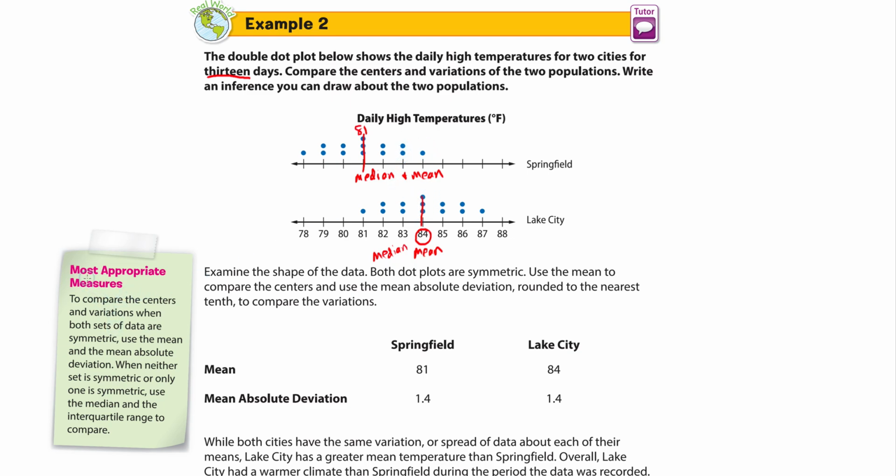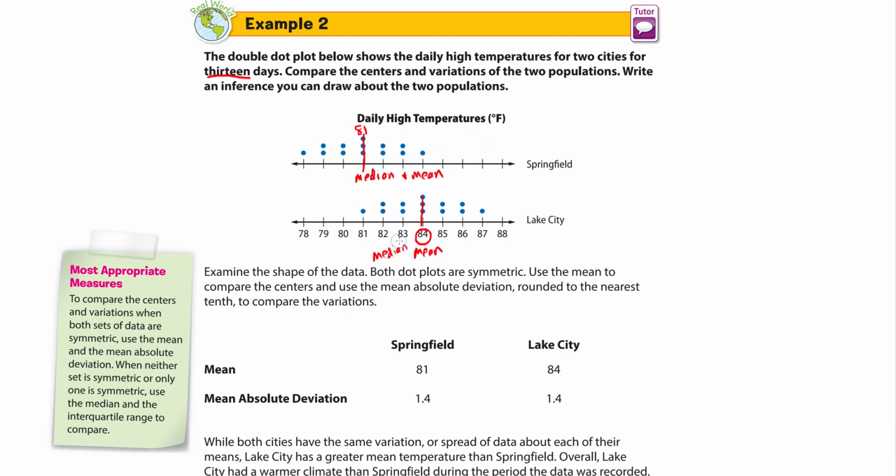Now, if we look over here at this little most appropriate thing, to compare the centers and variations when both sets of data are symmetric, use the mean and the mean absolute deviation. So I could use interquartile range, but if it's symmetric, they recommend that we use the mean absolute deviation. Both of them being symmetric, I'm going to use mean. It's the same as median in this particular nice symmetric thing. But I'm going to use mean and then mean absolute deviation.